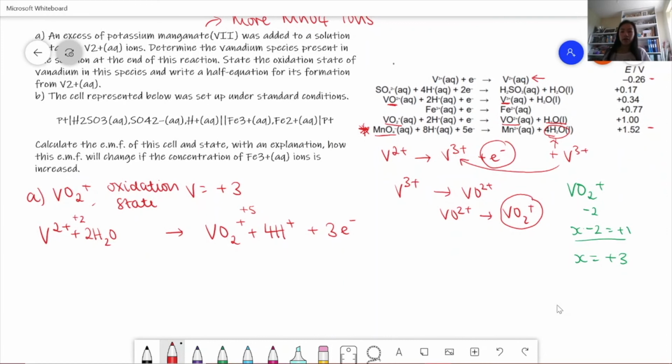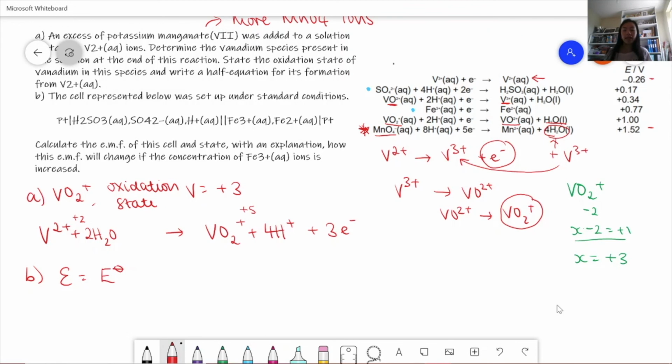And then for B, the cell represented below was set up under standard conditions. Calculate the EMF of this cell and state with an explanation how this EMF will change if the concentration of Fe3+ ions is increased. So here we have the H2SO3 cell, so this one, and then the Fe3+/Fe2+. So again, because the H2SO3 half cell has a more negative standard electrode potential, that's the one which will be reducing the Fe3+/Fe2+.